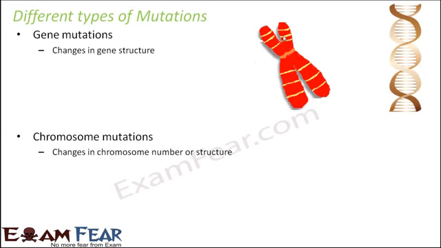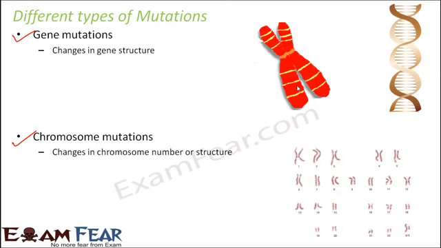The second type of mutation is chromosome mutation. This happens due to change in chromosome number or structure. As I said, genes are located on chromosomes, and both will impact the trait. As you know, in every organism, each cell has a fixed number of chromosomes. For example, in human beings, the number is 46. Now, if there is a change in the total number of chromosomes, let us suppose if somebody has 44 chromosomes or if somebody has 47 chromosomes, that is basically a chromosome mutation. That is a change in chromosome number.